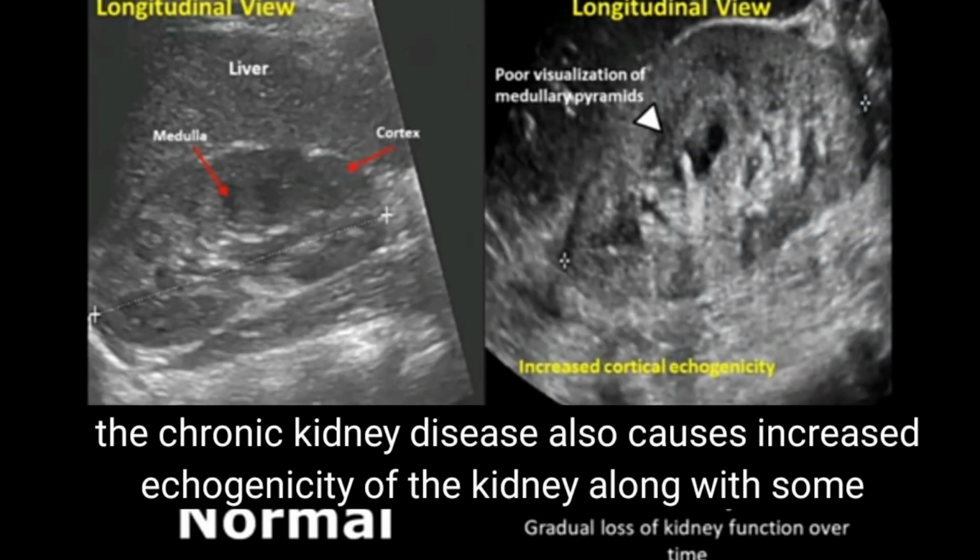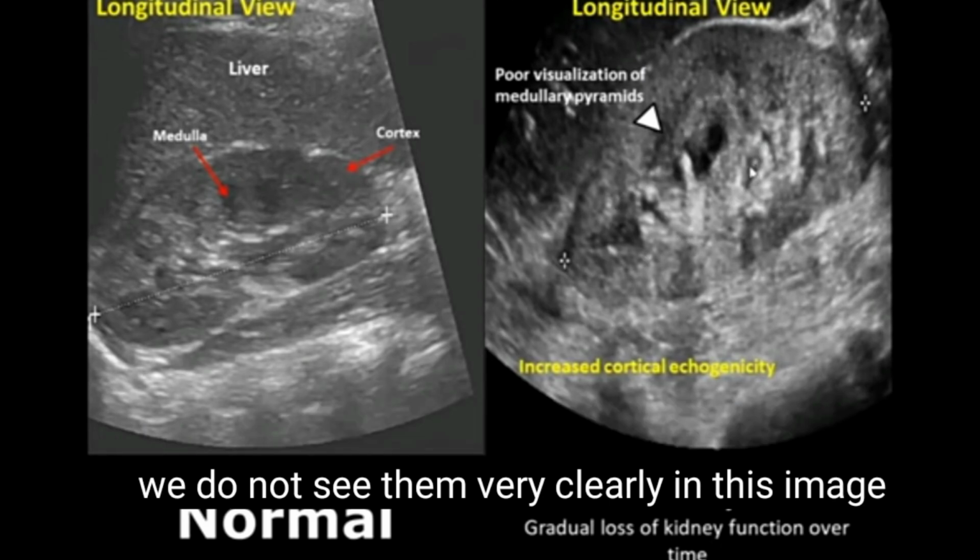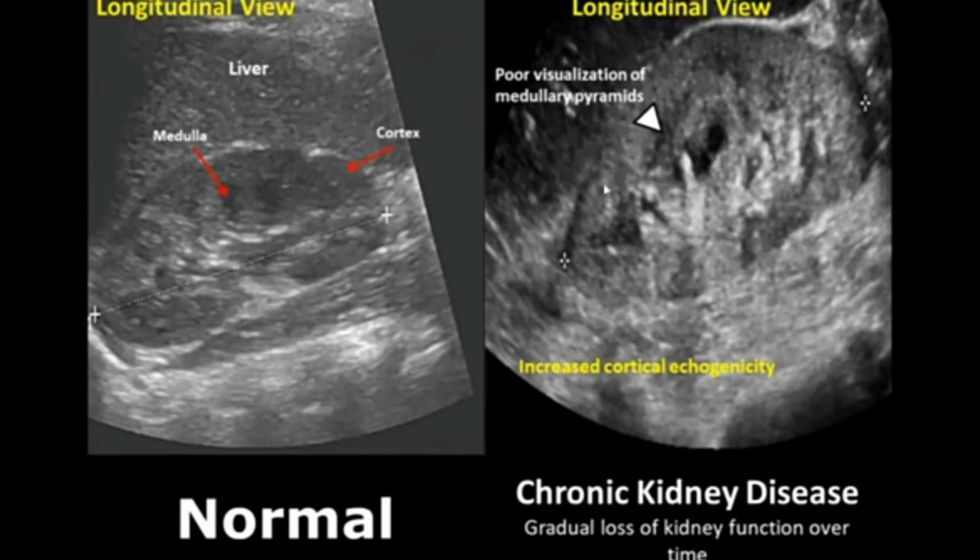Chronic kidney disease also causes increased echogenicity of the kidney, along with some poor visualization of structures such as medullary pyramids. We don't see them very clearly in this image.